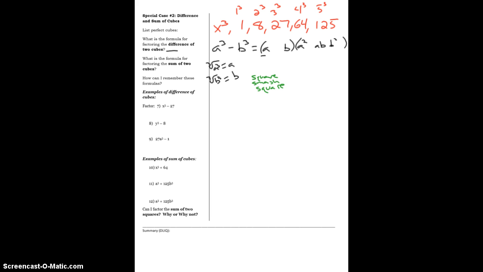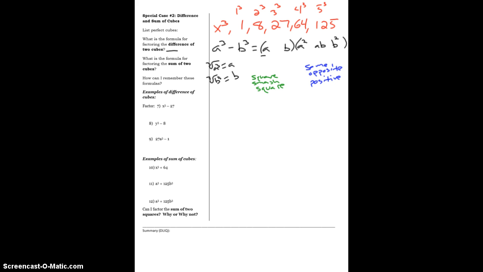Last but not least, that's b squared. We're going to do it in a second. Let me write that again. We also need signs. And the way to remember the signs is same, opposite, positive.